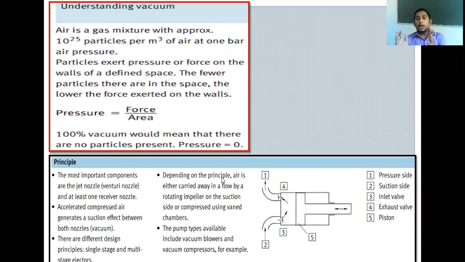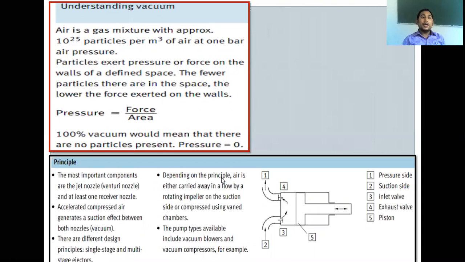At 1 bar air pressure, how much air gas is available? That is, air is a gas mixture with approximately 10 raised to 25 particles per meter cube. Per that particular meter cube, how much air gas is available? That is 10 raised to 25 particles per meter cube of air at 1 bar air pressure.